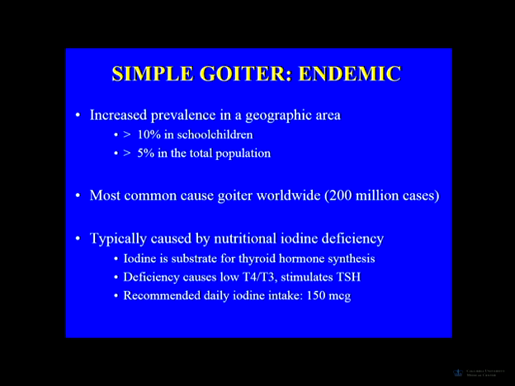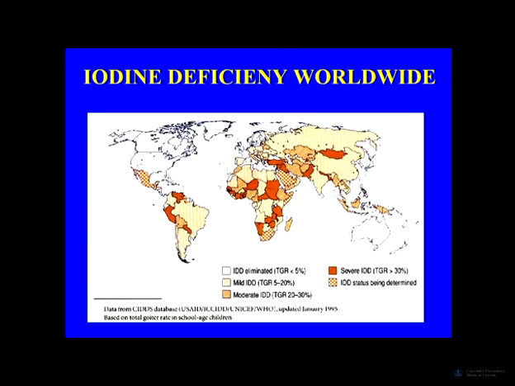Just as an aside, the recommended daily iodine intake is 150 micrograms. In the early 1900s in the United States, we began to add iodine to our salt supply, and we've essentially eradicated iodine deficiency in this country. And this just shows you, actually pretty much in all of North America, there's really no iodine deficiency. Unfortunately, there are parts of the world where there's still severe iodine deficiency.